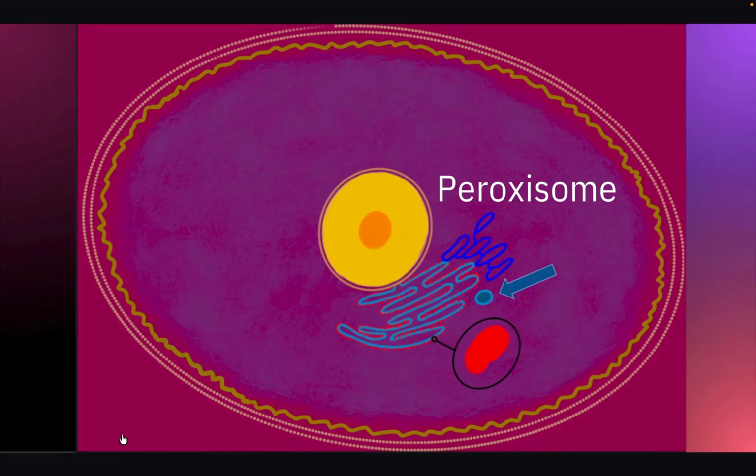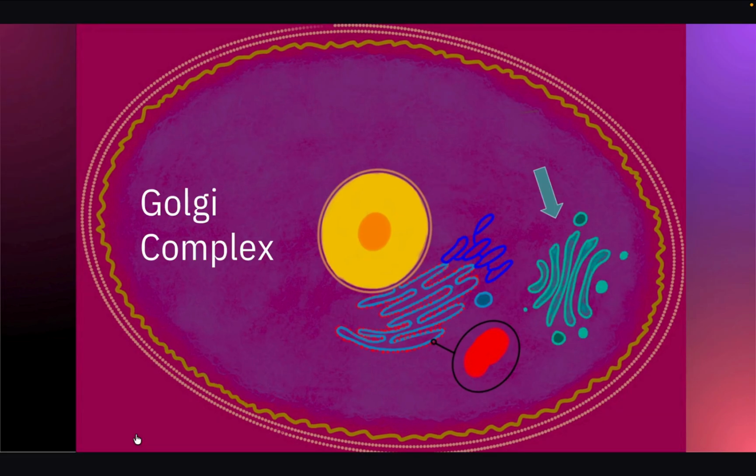Peroxisomes are formed in the endoplasmic reticulum rather than the nucleolus. They produce hydrogen peroxide within the cell, which helps break down materials that are not wanted or needed. The Golgi complex finishes peptide and protein production from the ribosomes.